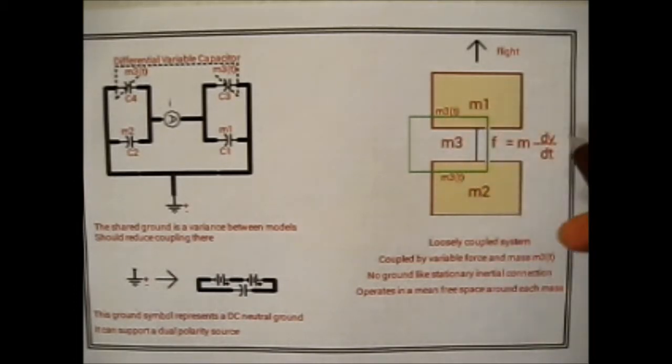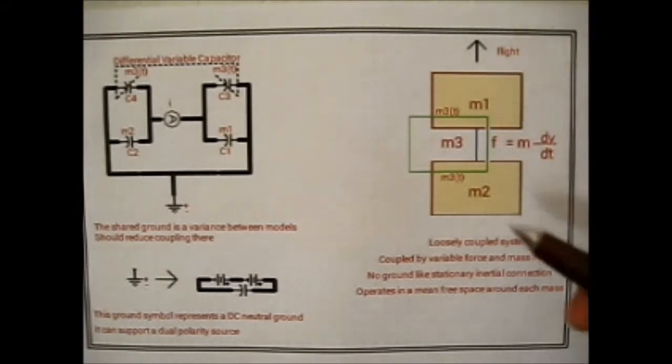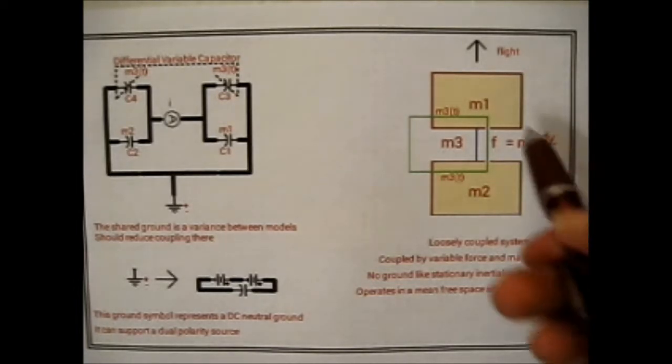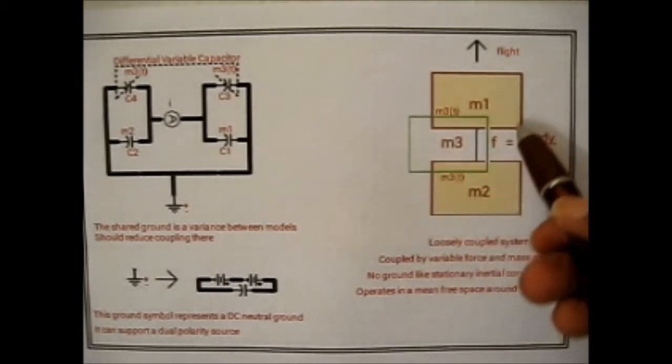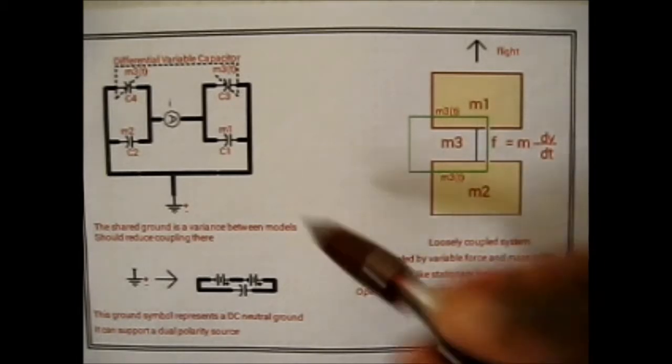This system is free to move as a whole or in between this mean free space within the system without any encumbrances. That is the ideal, and that is what we will try to represent in an electrical analog.